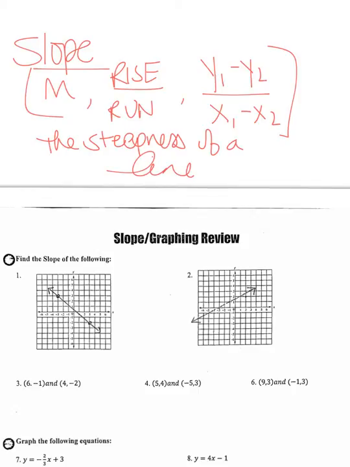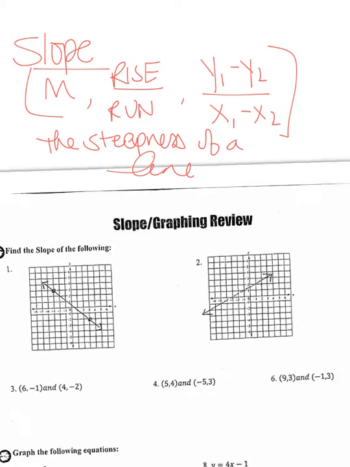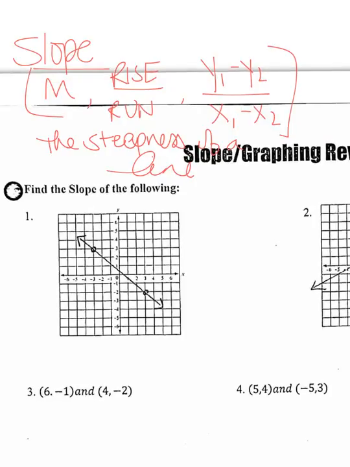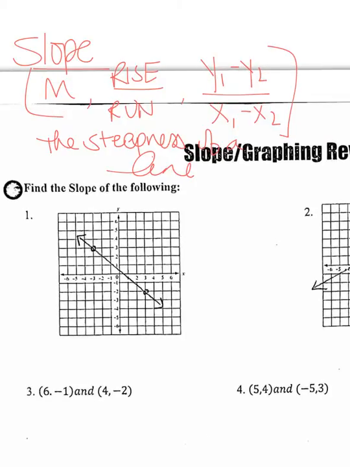So if I come down here and look at my worksheet, I'm going to do just a few problems and then you're going to do the rest. If I look at number 1, I'm going to zoom in so I can see it really carefully. To find the slope, I want to do rise over run. So I start at my lowest point, and I do rise over run.